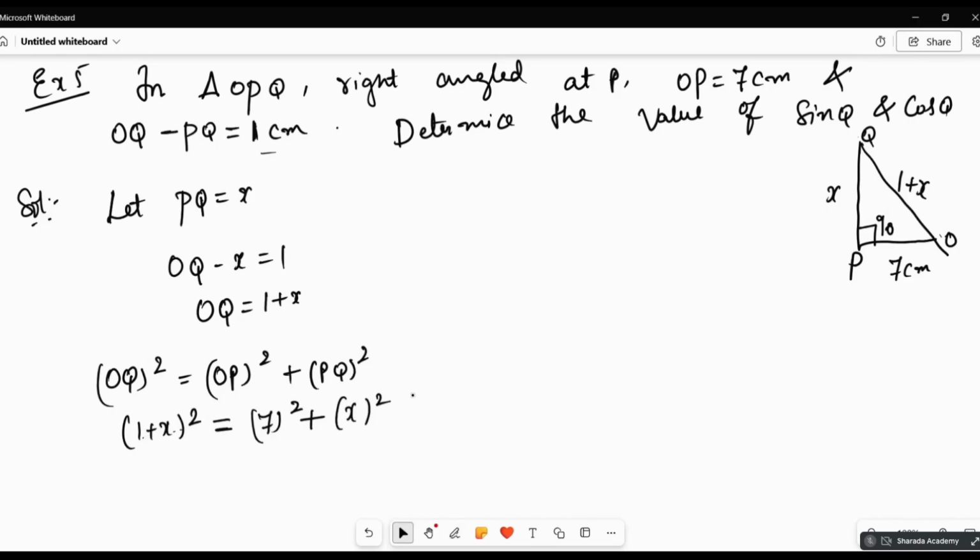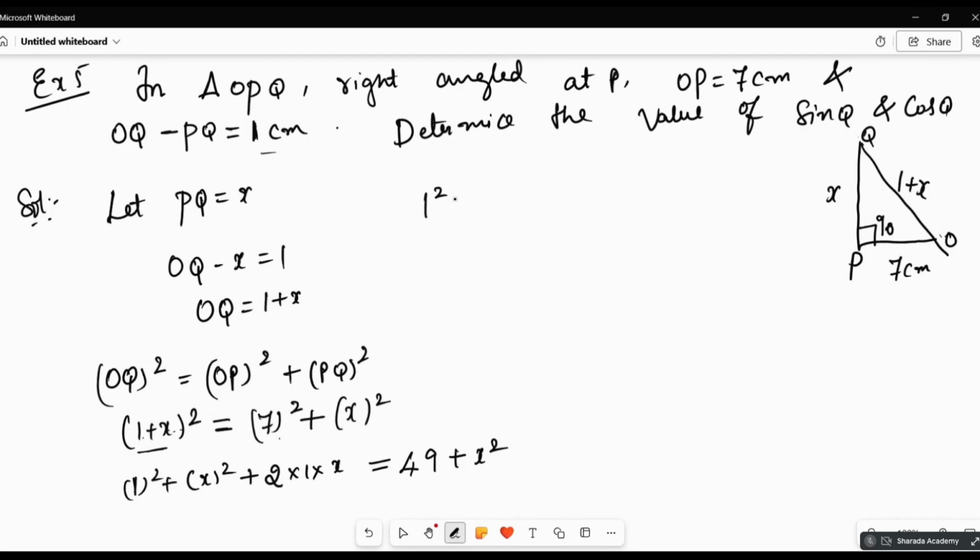Now try to simplify, find the X value, then you can substitute. See, this is not like 1 square plus X square. This is 1 plus X whole square. It is like A plus B whole square. Okay, it is like A plus B whole square. So it is equal to 1 square plus X square plus 2AB, that is 2 into 1 into X. So that is equal to 7 square is 49, 49 plus X square. Okay.